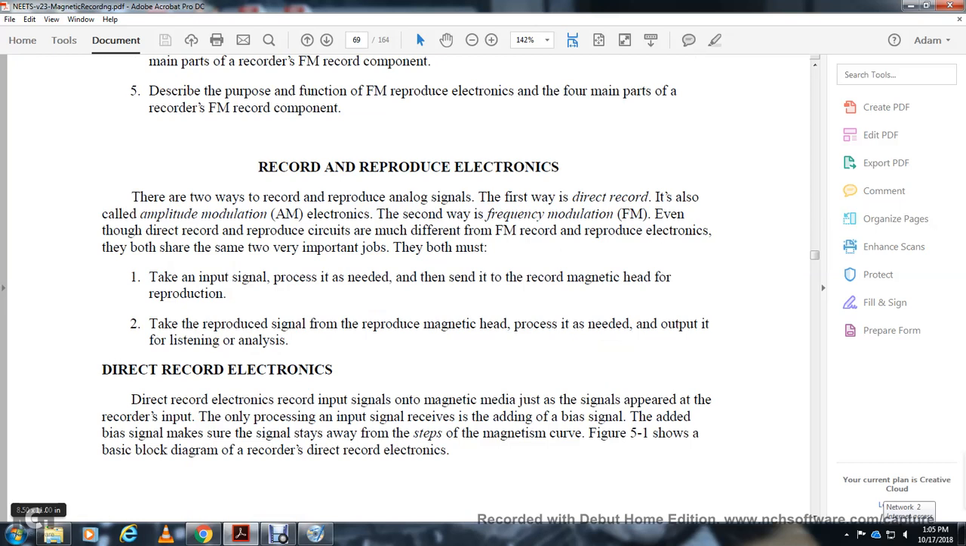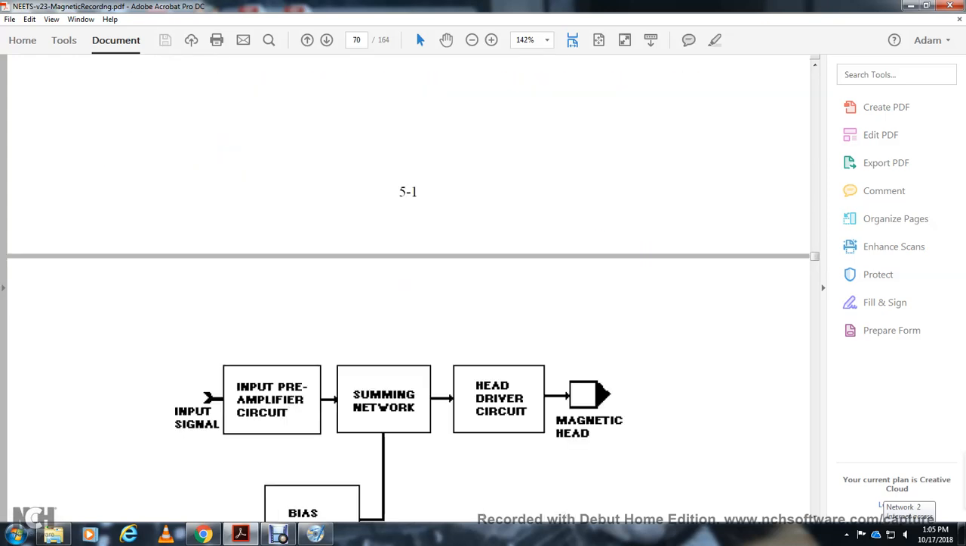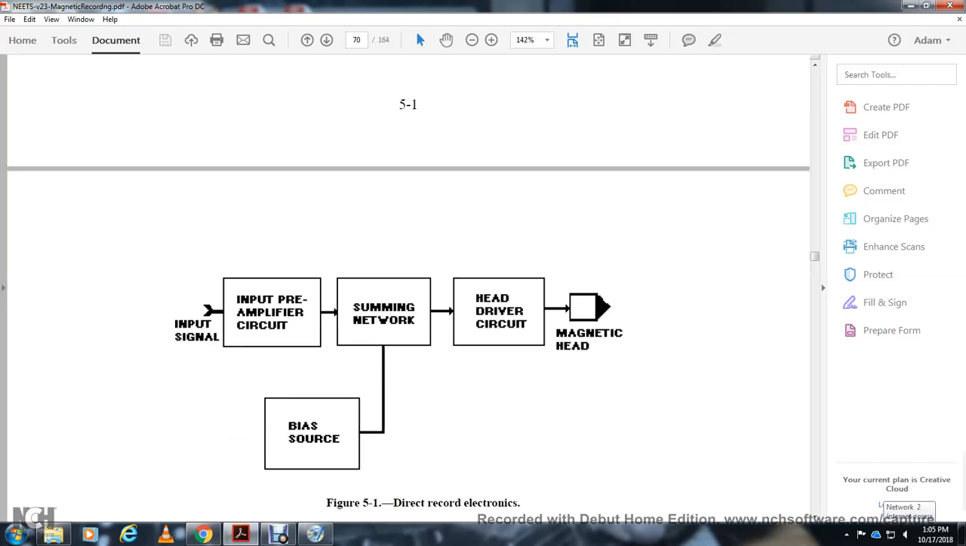Direct recording electronics record the input onto the magnetic media as the signals appear at the recorder's input. The only processing the input signal receives is the adding of a bias signal. The added bias signal makes the signals stay within the steep part of the magnetism curve. Figure 5.1 shows the basic block diagram of the recorder's direct record electronics: input signal, input preamplifier circuit, summing network, head driver circuit, magnetic head, and bias source.